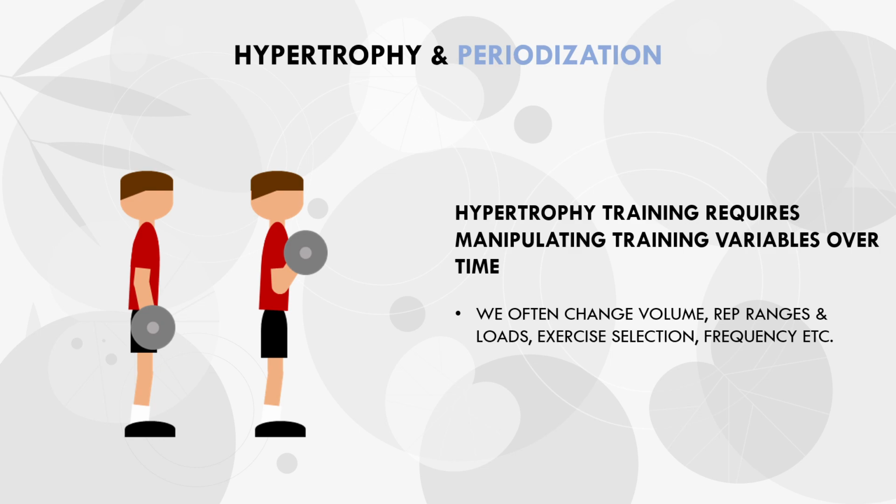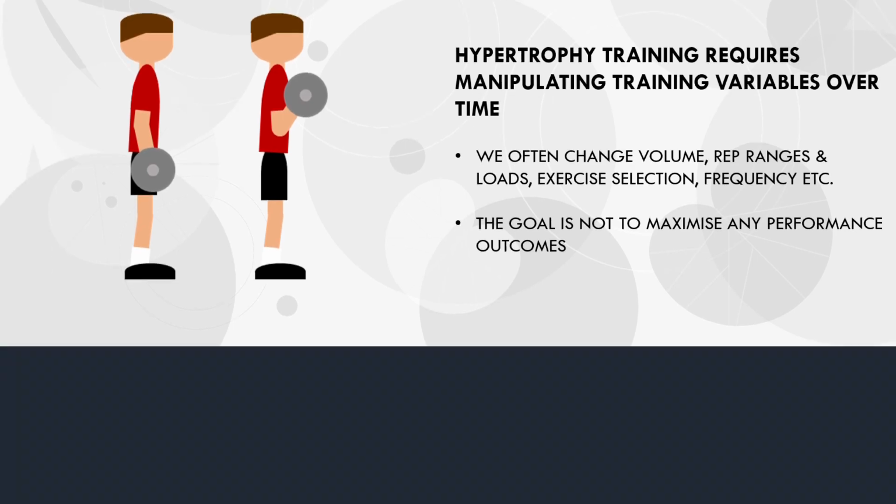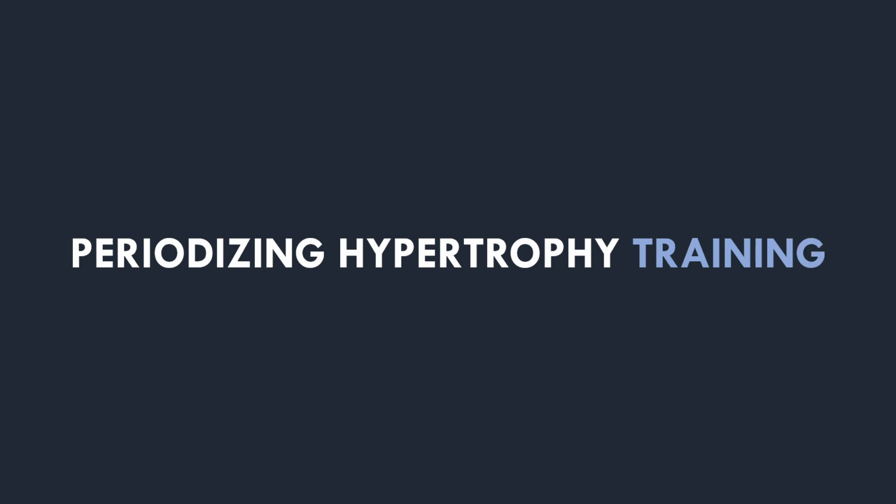But usually this isn't a pre-planned long-term strategy, we just change variables over time based on our response to the current training protocol and our specific context. Therefore, this could be considered periodization in a sense because we are technically manipulating training variables over time. However, the difference is that it has nothing to do with performance outcomes. So let's go through an example of how hypertrophy training can be periodized, or in other words, manipulated over time.